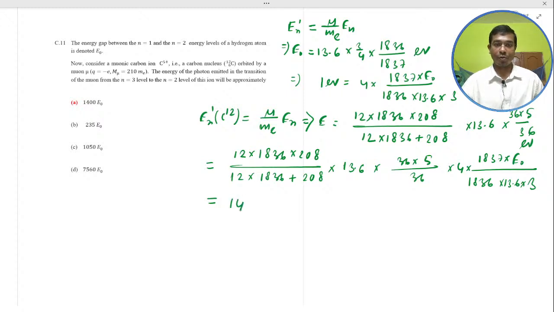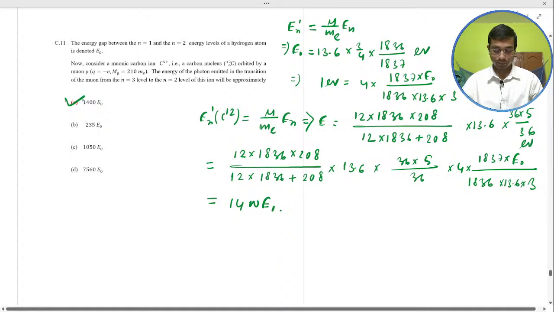You would get the final result that it is 1400 E naught. Option A would be the correct one. Go ahead, our next problem. Very important.